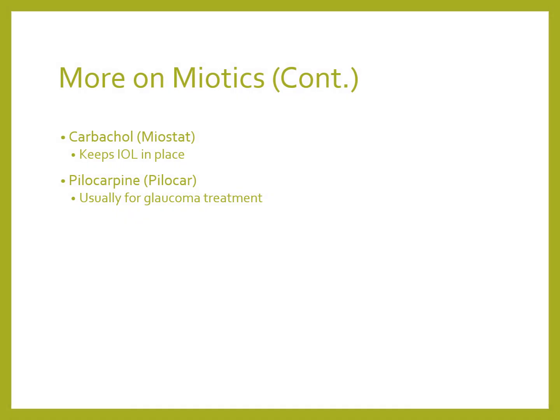Carbachol is a miotic used topically to reduce intraocular pressure in glaucoma and via injection into the anterior chamber during surgery. It can also help keep that intraocular lens in place. Pilocarpine acts directly on the smooth muscle of the iris to stimulate miosis. This increases the flow of aqueous humor through the trabecular meshwork, so it's often used in treating open-angle glaucoma.